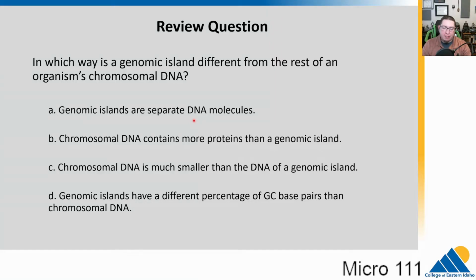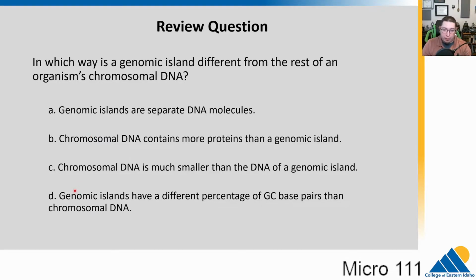Okay, before we get started, let's do a little review here. In which way is a genomic island different from the rest of an organism's chromosomal DNA? Is it A, genomic islands are separate DNA molecules? B, chromosomal DNA contains more proteins than a genomic island? C, chromosomal DNA is much smaller than the DNA of a genomic island? Or D, genomic islands have a different percentage of GC base pairs than chromosomal DNA?